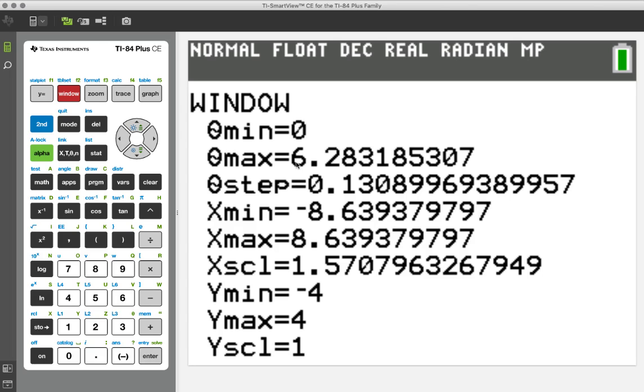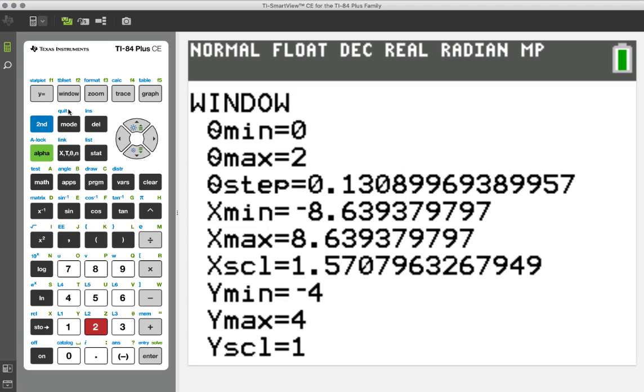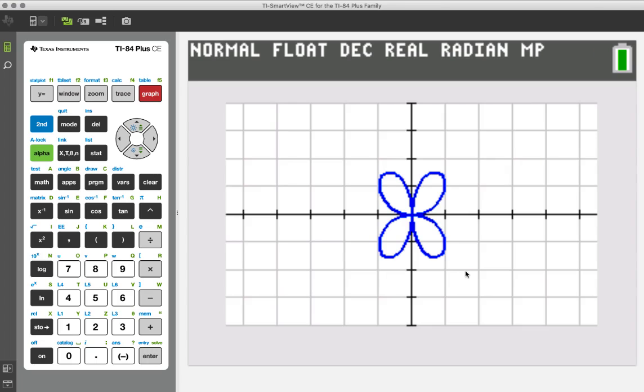Notice here when we did zoom trig, it automatically sets it up from a theta value of 0 to 2 pi. If we were to change the theta max simply to pi instead of 2 pi, and then graph it, notice how we only get the right side of the rose. So the rose is not yet complete. You do not have a complete graph yet. If we go back and make it 2 pi as it was, graph, now we have the full curve.